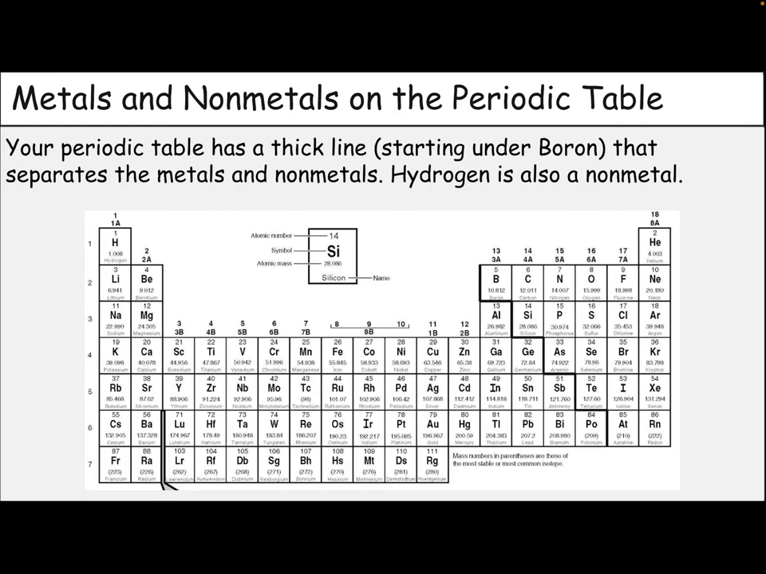So we've just reviewed ionic bonding, non-metal and a metal. We've also reviewed covalent bonding, two non-metals. Well, what happens when you have two atoms of metals that are bonded together?